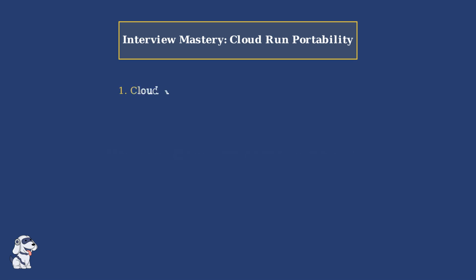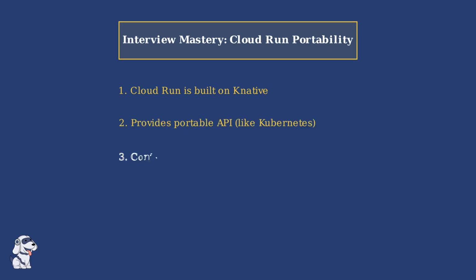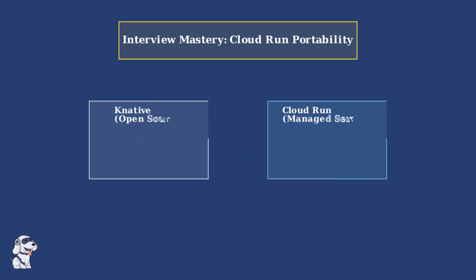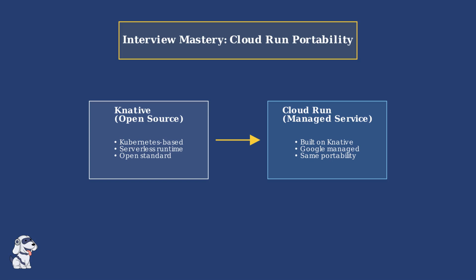The winning answer has three key components. First, Cloud Run is built on Native. Second, it provides a portable API similar to Kubernetes. Third, your containers can run anywhere with minimal changes. Let's break down each part. Let's visualize the first key point. Cloud Run is Google's managed service that's built on top of Native.